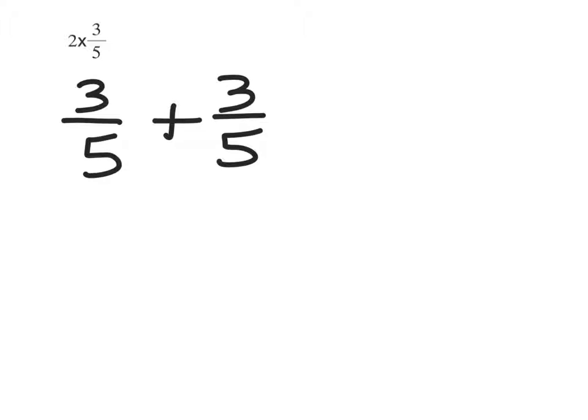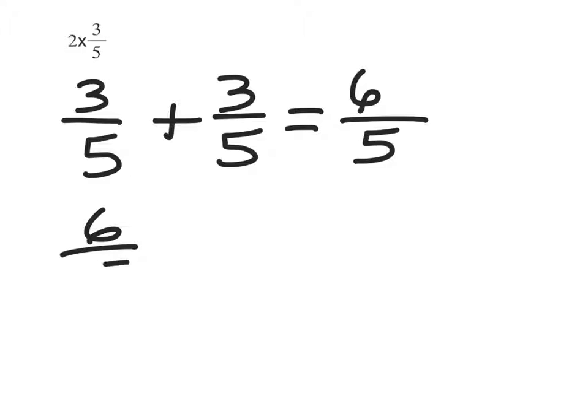Let's look at that with numbers. 2 times 3/5 is 2 groups of 3/5. So here's one group of 3/5. Here's another group of 3/5. If I add the numerators straight across, 3 plus 3 is 6. And keeping the denominator the same, fifths would make a 5 for the denominator. So 3/5 plus 3/5 equals 6/5, or 2 groups of 3/5 equals 6/5.